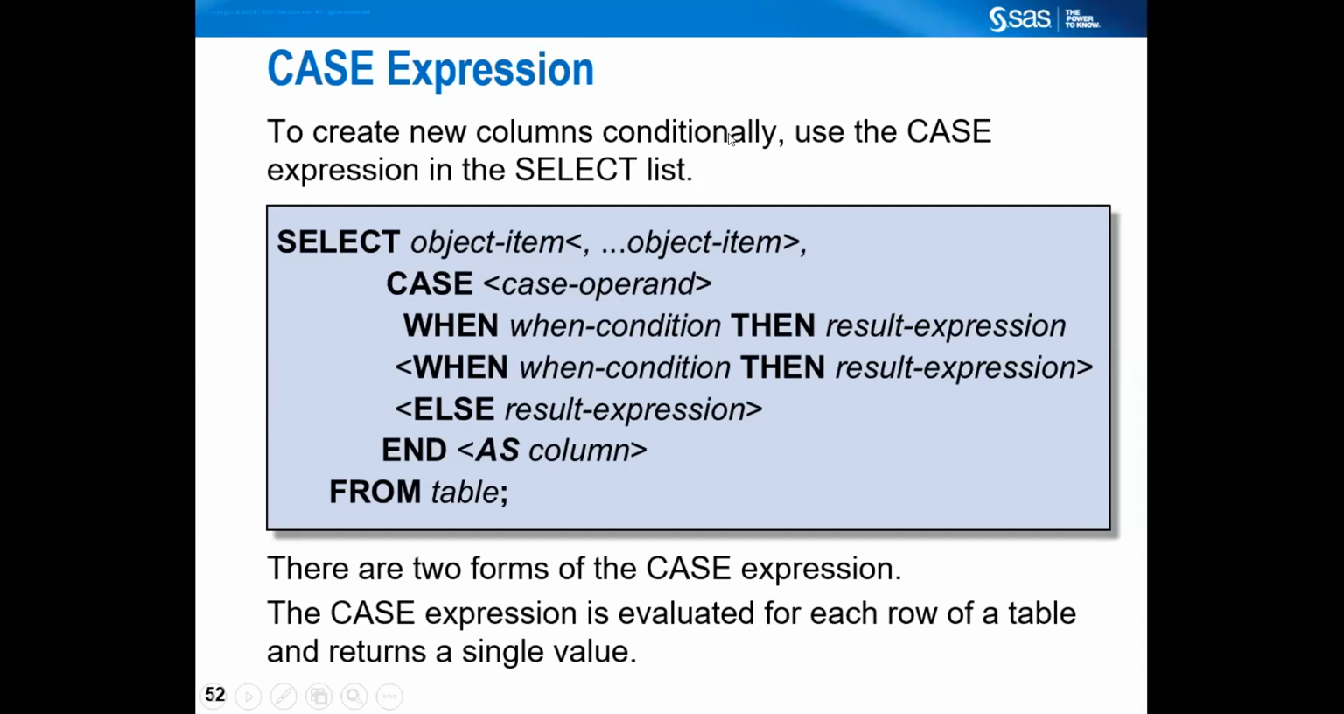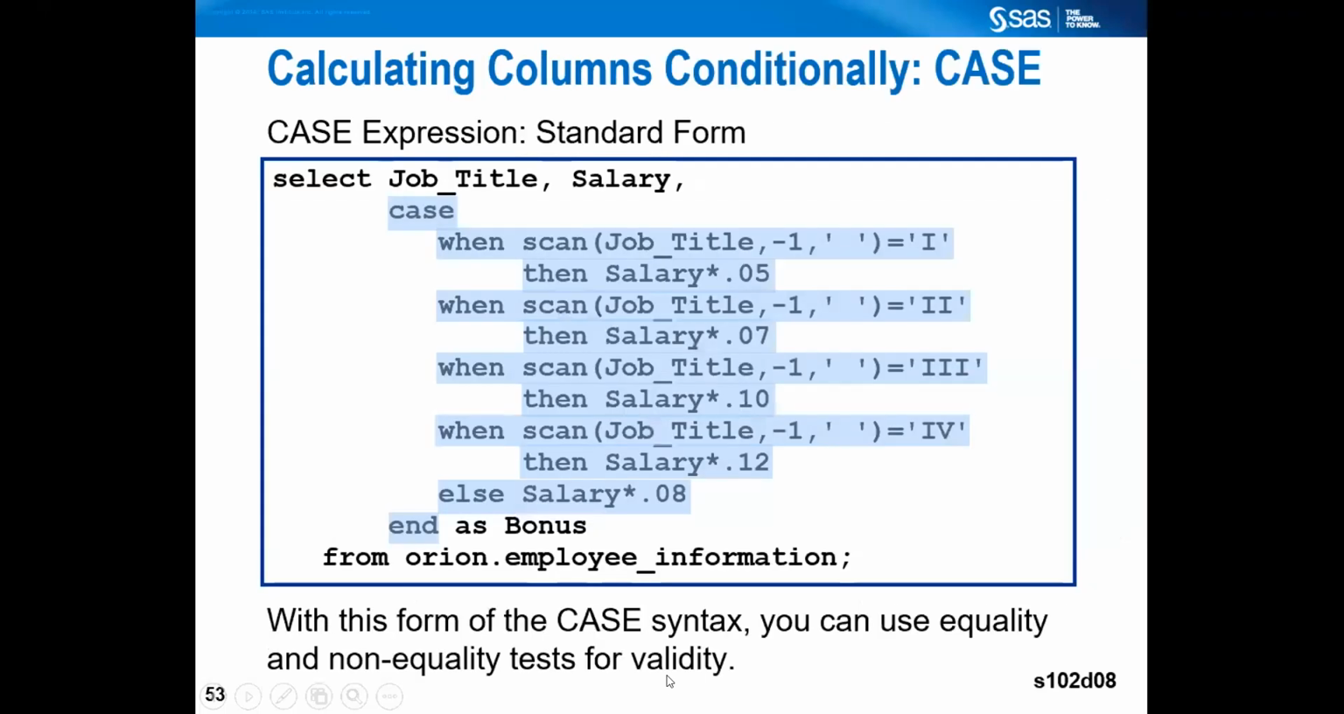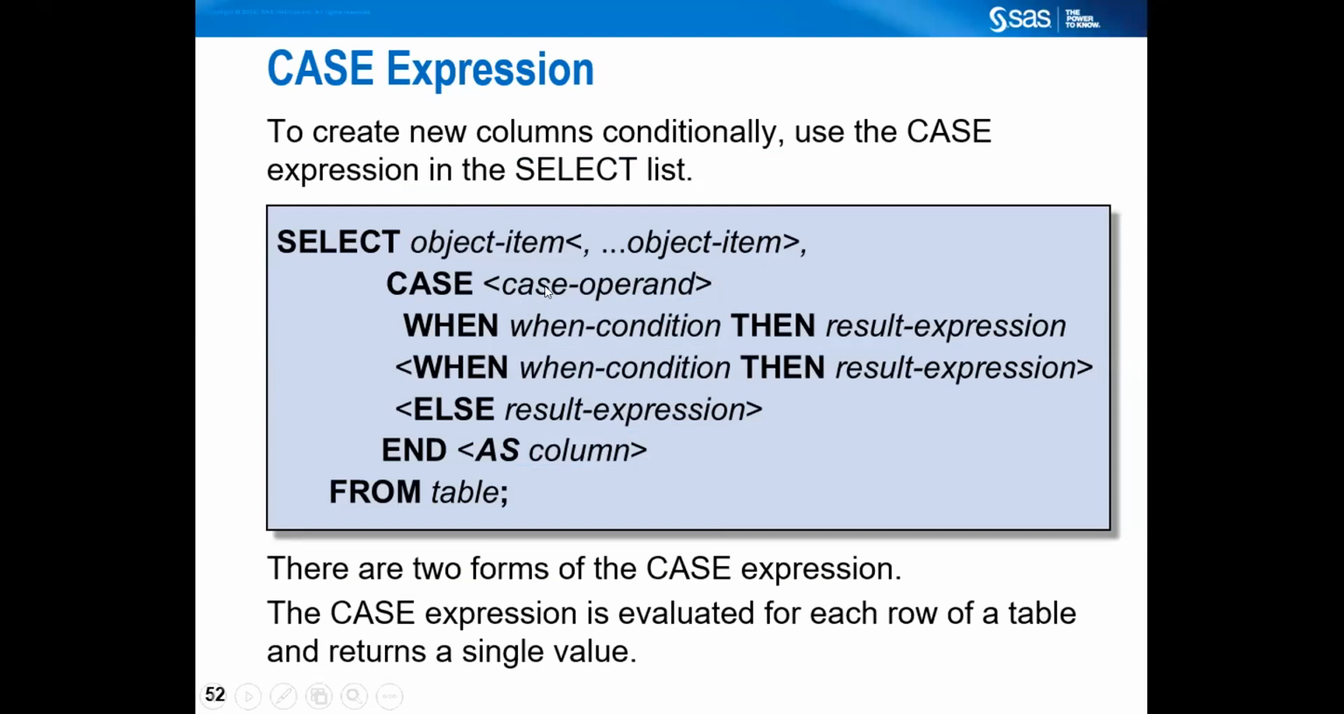So to create new columns conditionally, we are going to use a CASE expression in your select list. There are two forms of case expressions. A case expression is evaluated for each row of a table and returns a single value. So this is what we are going to do. This is one expression where you are not writing the expression in CASE. So it is like this here.